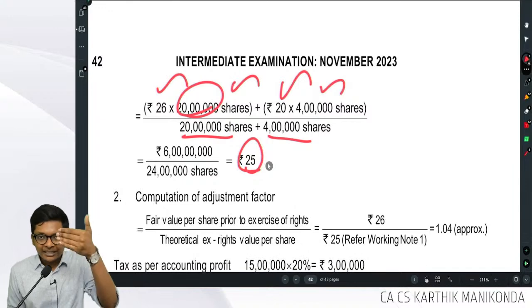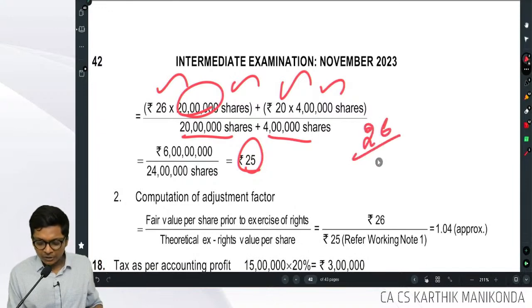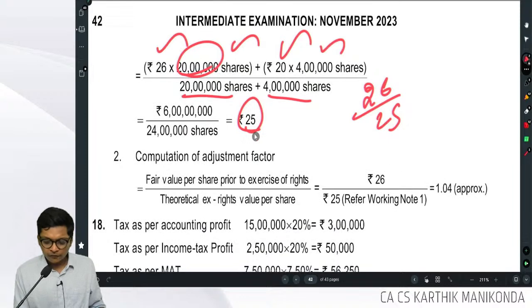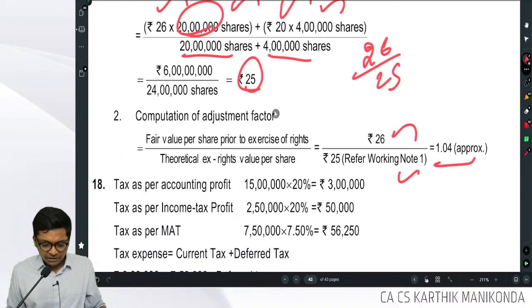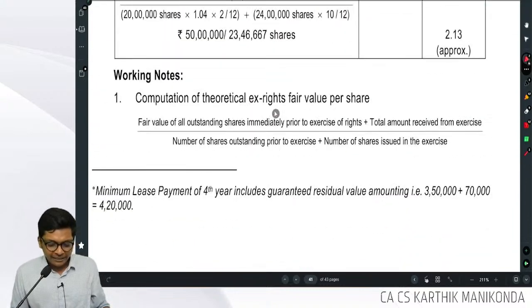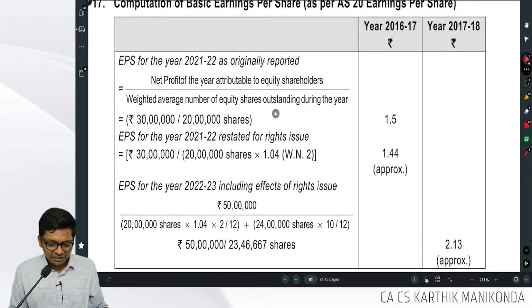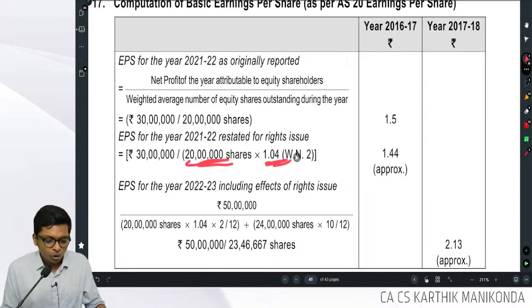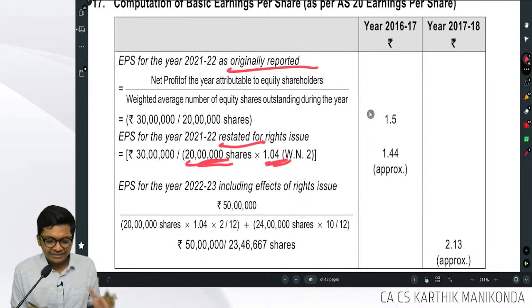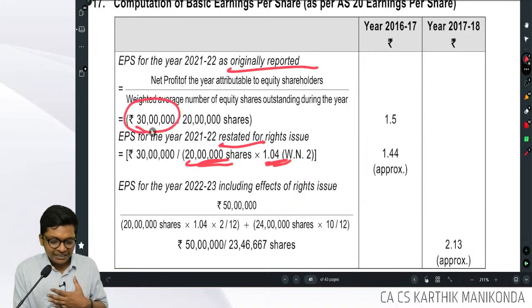Now you divide the price before the rights issue by this theoretical price, 26 by 25. So we do 26 by 25, you get 1.04. Apply this 1.04 on the opening number of shares. Opening, how many shares do we have? Beginning of the year we have 20 lakh shares into 1.04. Okay, so how will you divide that? Restated for rights. First, originally without rights is simple. Without rights it is 30 lakhs divided by 20 lakhs equity shares, 1.5.